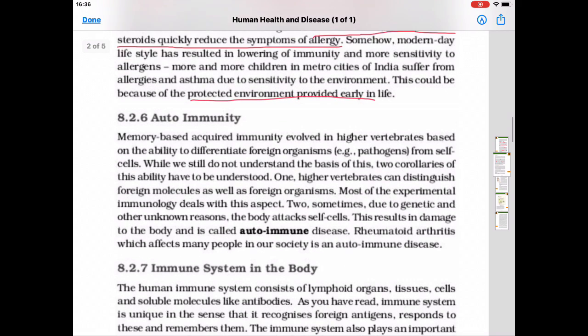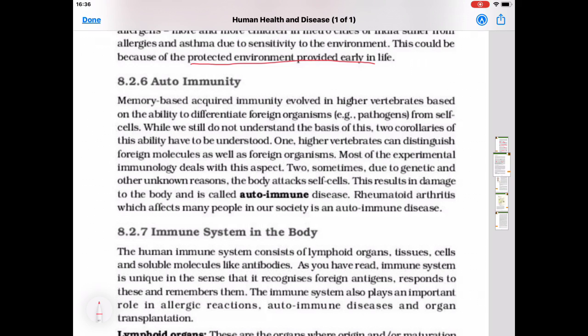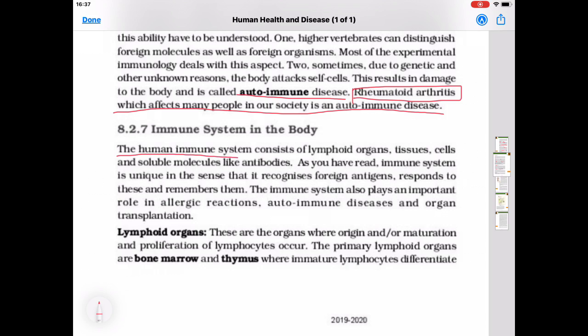Next is autoimmunity. Sometimes the immune system makes a mistake and attacks the body's own tissues or organs. This is called autoimmunity. This results in damage to the body and is also called autoimmune disease. Rheumatoid arthritis, which affects many people in our society, is an autoimmune disease. Next topic is the immune system of the body. The human immune system consists of lymphoid organs, tissues, cells, and antibodies. The immune system is unique in the sense that it recognizes foreign antigens, responds to them, and remembers them. The human immune system also plays an important role in allergic reactions, autoimmune disease, and organ transplantation.